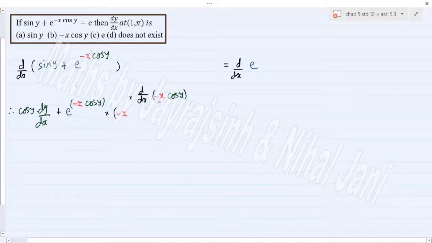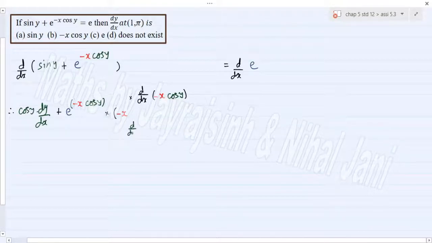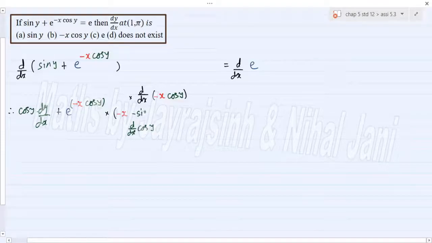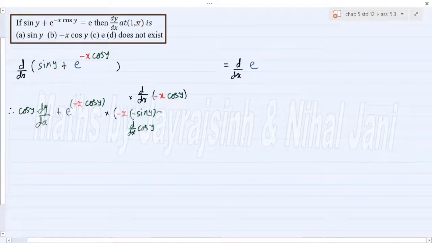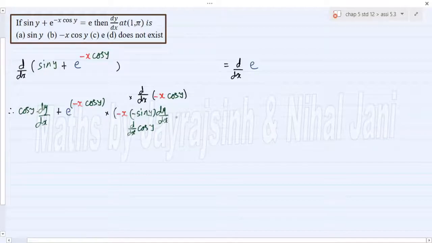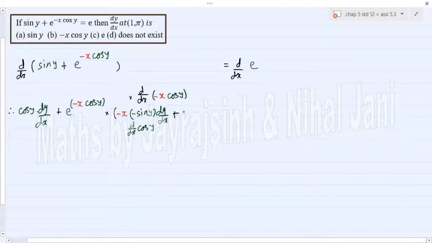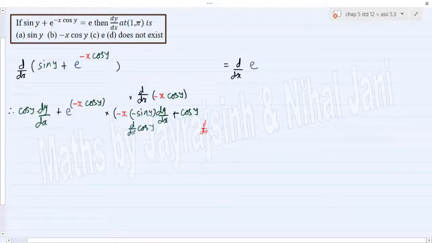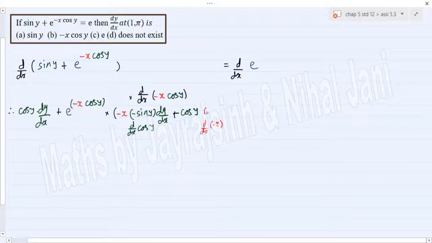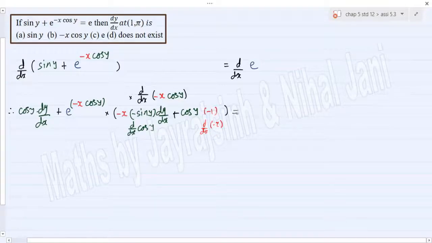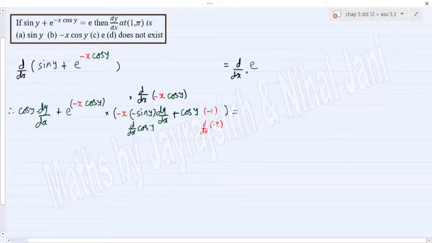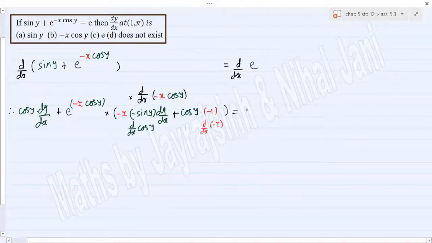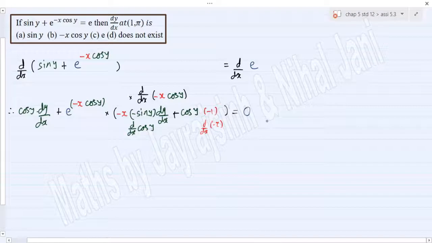Minus x will be as it is. Differentiation of cos y will be minus sin y dy by dx, plus your cos y will be as it is. Differentiation of minus x will be minus 1, is equal to, on the right hand side, we just have to differentiate e, which is purely a constant term. So it will be simply 0.